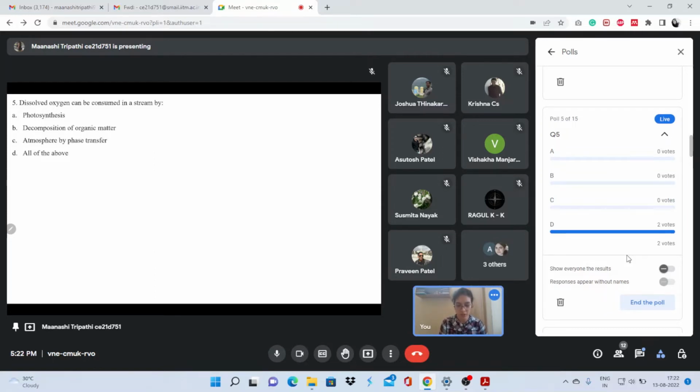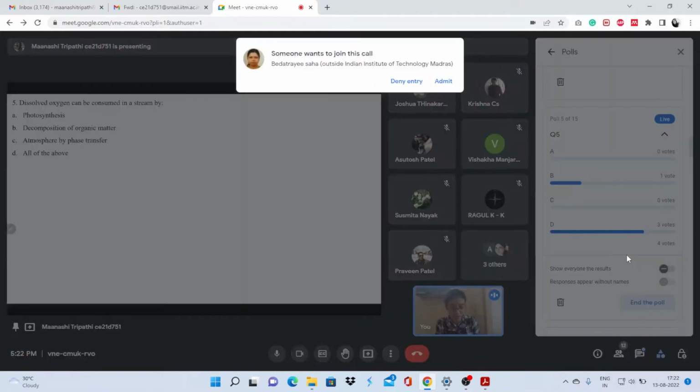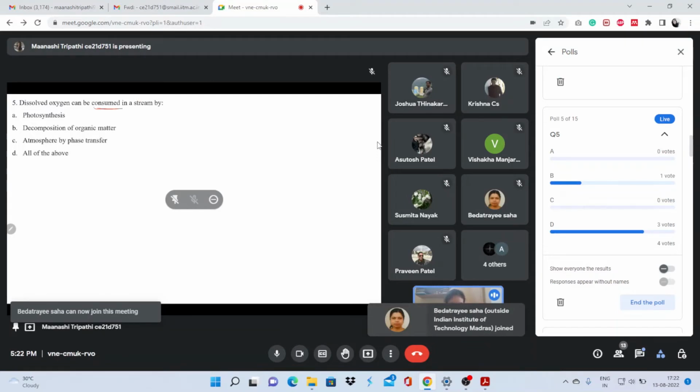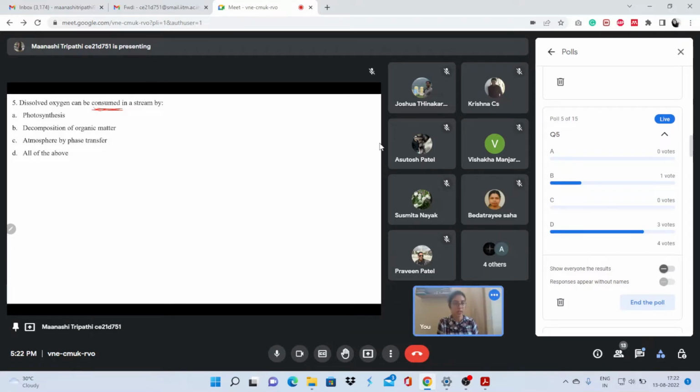So the question is, dissolved oxygen can be consumed in a stream by photosynthesis, decomposition of organic matter, atmospheric phase transfer, or all of the above. Here we are talking about oxygen consumption. So please keep that in mind. Not oxygen production. One of these three processes is producing oxygen. So keep that in mind.